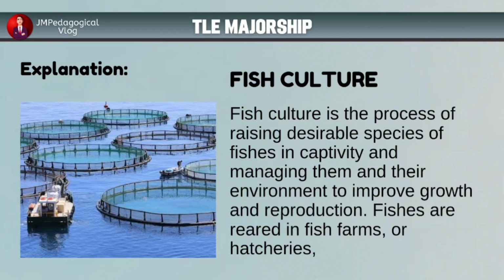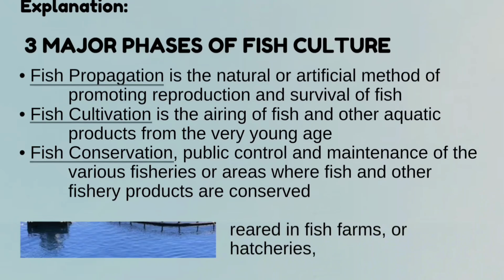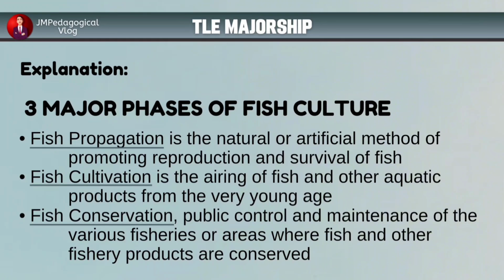Fishes are reared in fish farms, or hatcheries. The phases of fish culture are fish propagation, fish cultivation, and fish conservation. Fish propagation is the natural or artificial method of promoting reproduction and survival of fish. Fish cultivation is the rearing of fish and other aquatic products from the very young age. Fish conservation is the public control and maintenance of the various fisheries or areas where fish and other fishery products are conserved.